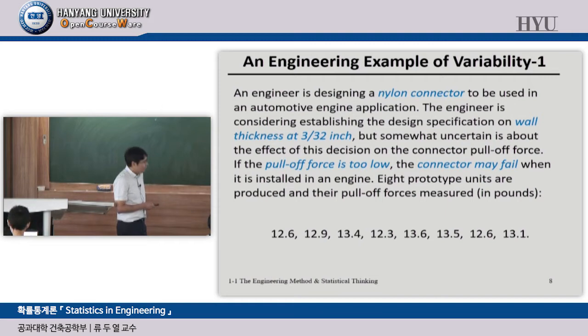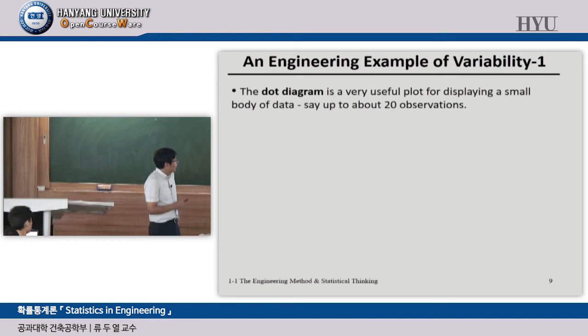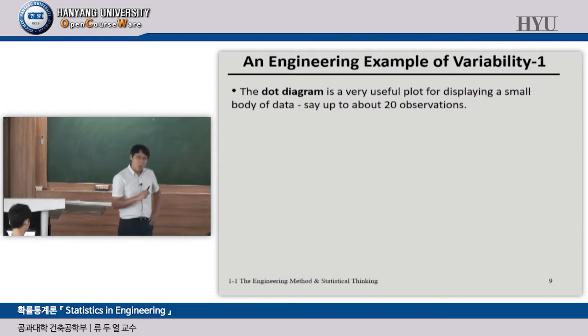So 8 prototype units are produced and their measured pull-off forces are as follows: 12.6 pounds, 12.9 pounds, 13.4 pounds, 12.3 pounds, 13.6 pounds, 13.5 pounds, 12.6 pounds, and finally 13.1 pounds. And the dot diagram is a very useful plot for displaying a small body of data. For example, if the number of observations is below 20, we can very effectively use this dot diagram.